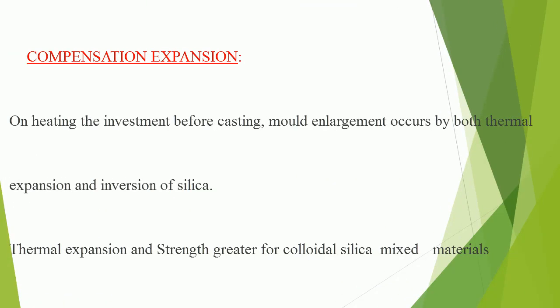How is compensation expansion achieved in the phosphate bonded investment materials? On heating the investment before casting, mold enlargement can occur by both thermal expansion as well as inversion of silica, which is also known as crystalline inversion. So there are basically two mechanisms for the compensation expansion. Thermal expansion in strength is greater for the phosphate investment that is mixed with colloidal silica compared with that mixed with water.